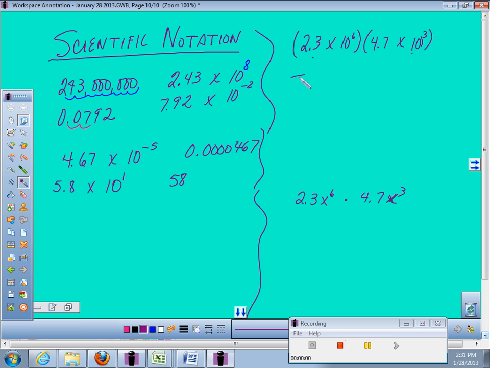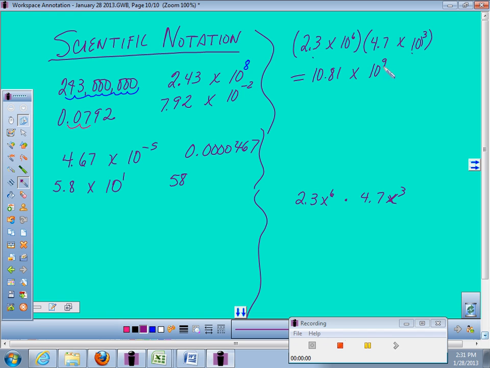So if you take 2.3 times 4.7, this is where you may find a calculator handy. Didn't we just foil it? Oh no, we do not want to foil. That's not a plus sign in the middle, that's a times. Big difference. You can't foil that. It looks like a binomial, but it's not, because there's no plus or minus in between the terms. So then I would get 10 to the what? 10 to the 9th.